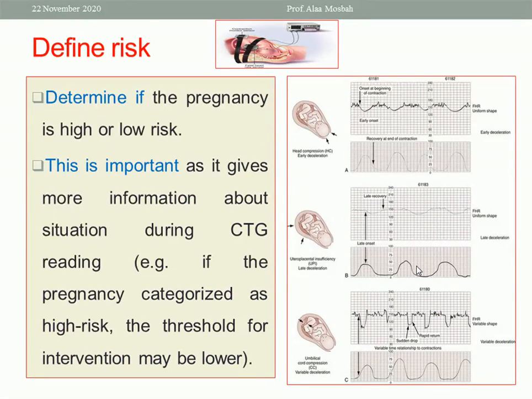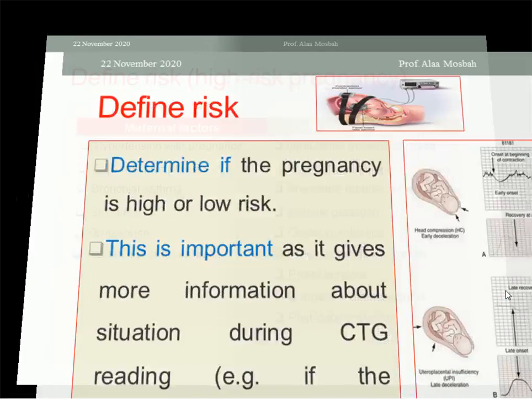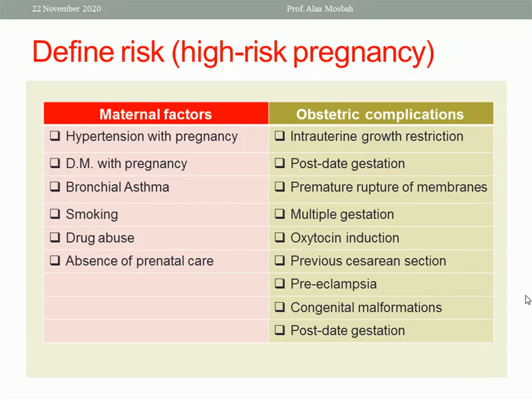So you should put the patient at the end in one of these three categories. Who is at risk, or the high risk pregnancy? Determine if the pregnancy is high or low risk. This is important as it gives more information about the situation during CTG reading. For example, if the pregnancy is categorized as high risk, the threshold for intervention may be lower. So, what about the high risk pregnancy?